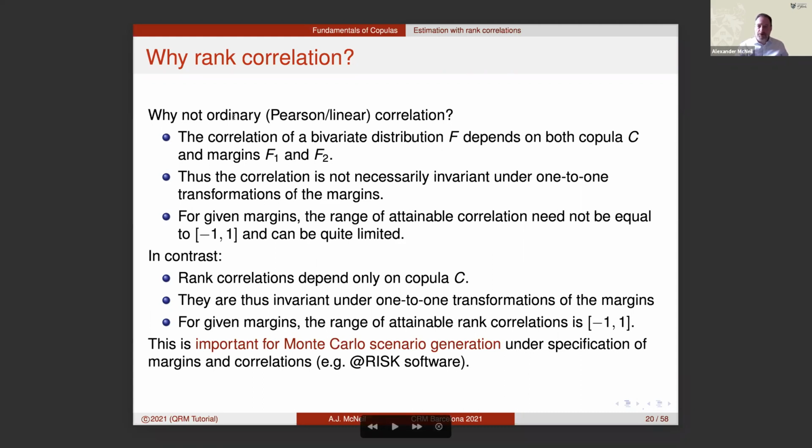Why not ordinary correlation? Now, ordinary correlation gets called two other things. It sometimes gets called Pearson correlation after Karl Pearson, the statistician who worked on it, or it gets called linear correlation because it's a measure of linear dependence. Well, the reason we don't use linear correlation to estimate copulas is that the correlation of a bivariate distribution depends on both the copula and the marginal distributions. So if we were to compute the correlation, it would depend both on C and on F1 and F2, if we think of a bivariate distribution.